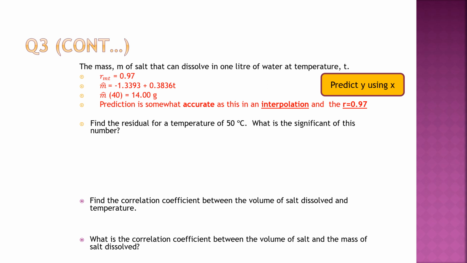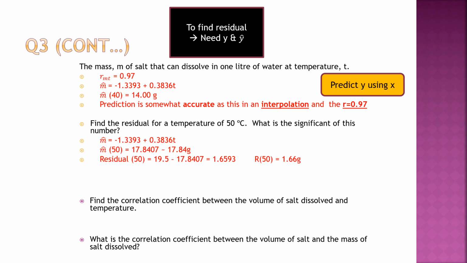This is just the same thing actually. So find the residual. How to find residual? Actual minus predicted for a temperature of 50 degrees Celsius. How to find residual first? You already got the actual value in the table, isn't it, before this? But how to find? Okay, you first of all need to find the predicted value. So when T is equal to 50, what's your predicted value? You put into the equation, you will get 17.8407. In other words, 17.84 grams.